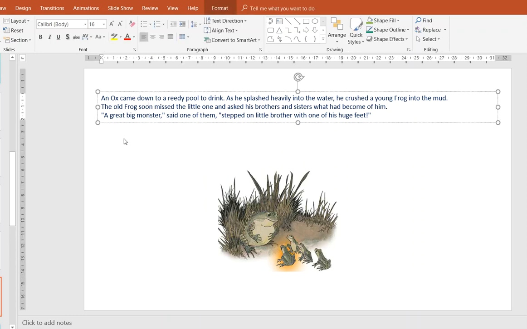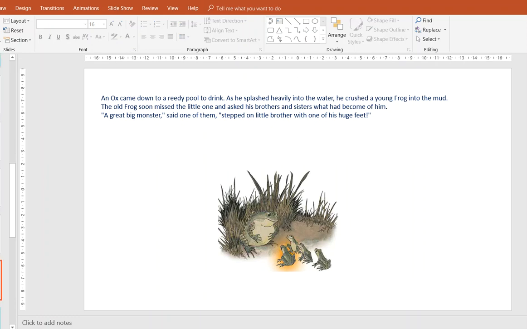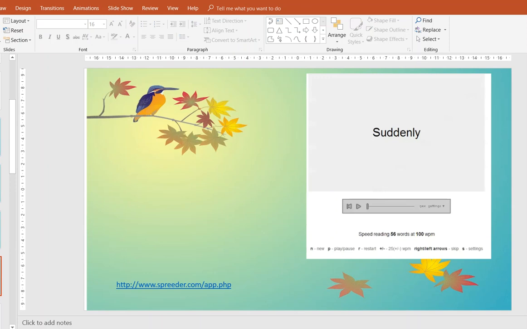And you can show them, oh my god, this and this happens, and then, oh, great big monster said, one of them stepped on little brother with one of his huge feet, whatever. I can't make sense out of it now. But yeah, so I thought, oh my goodness, there's a structure to it. And then later on, obviously, I developed some other things that overtook that little observation. So you've got a lot of these resources in your module 4.